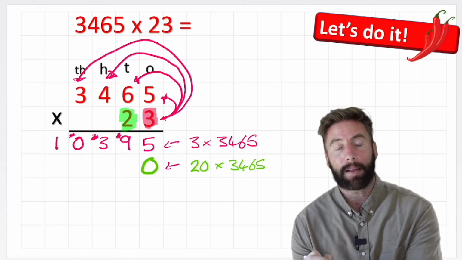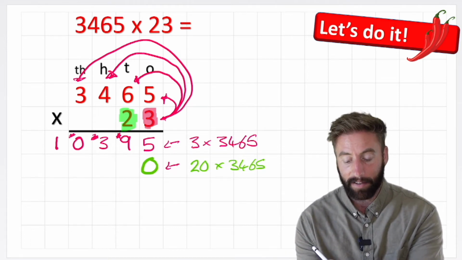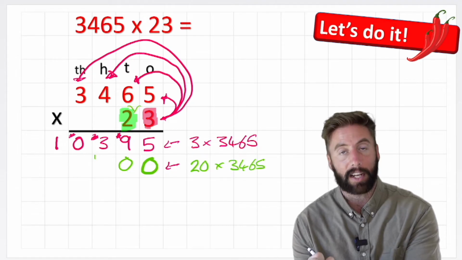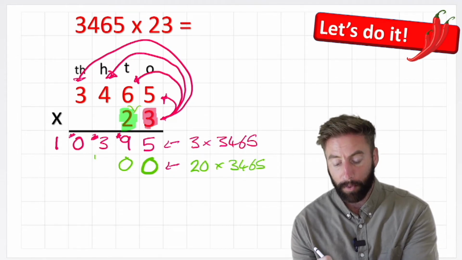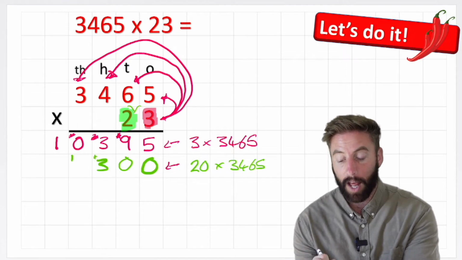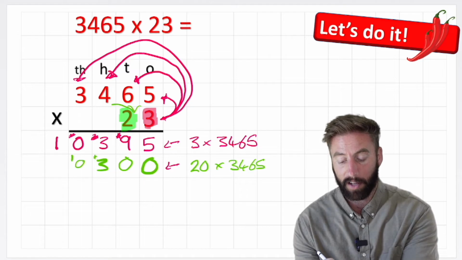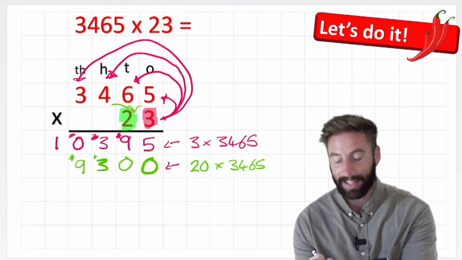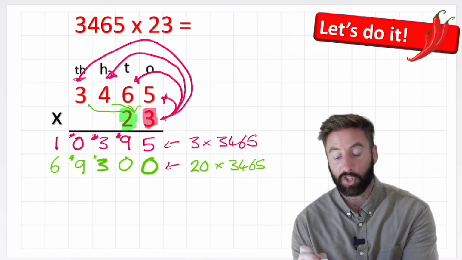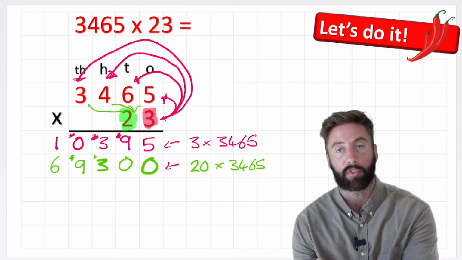Now I don't need to think about multiplying it by 20, I can just multiply it by 2. 2 times 5 is 10, same rules. Next I can do 2 times 6, which is 12, plus my 1 equals 13. Get rid of the 1. Now I can do 2 times 4. 2 times 4 is 8, plus my 1 is 9. Get rid of the 1. And lastly, 2 times 3 is 6. So the answer to 20 times 3,460 is 69,300.